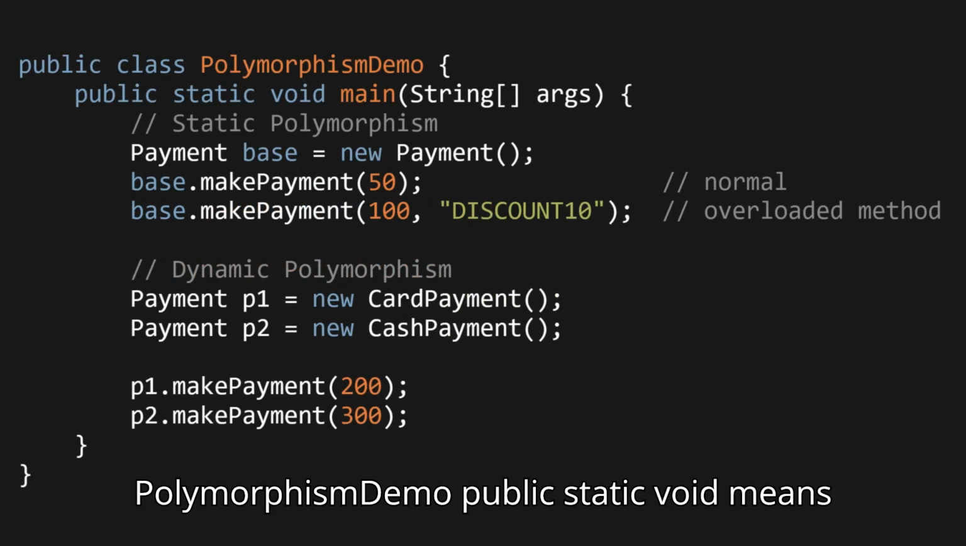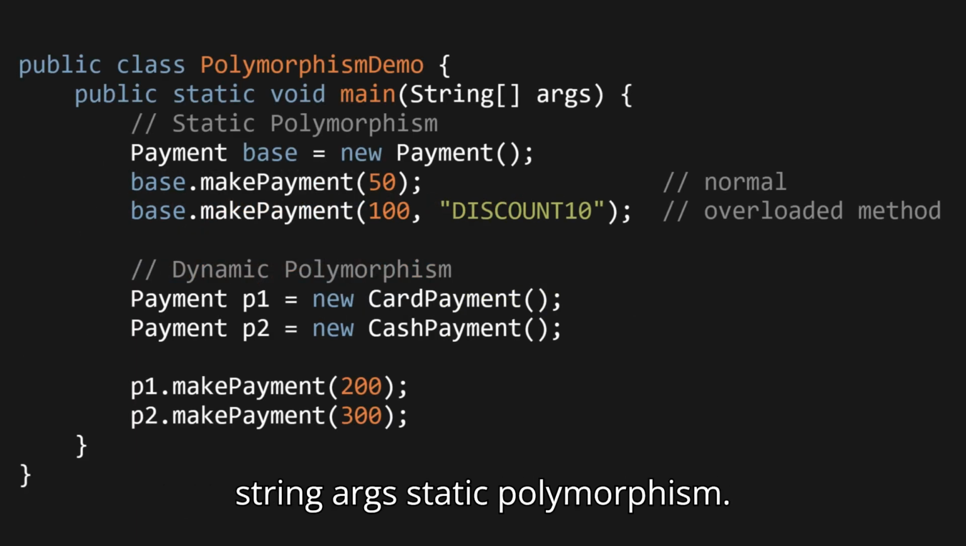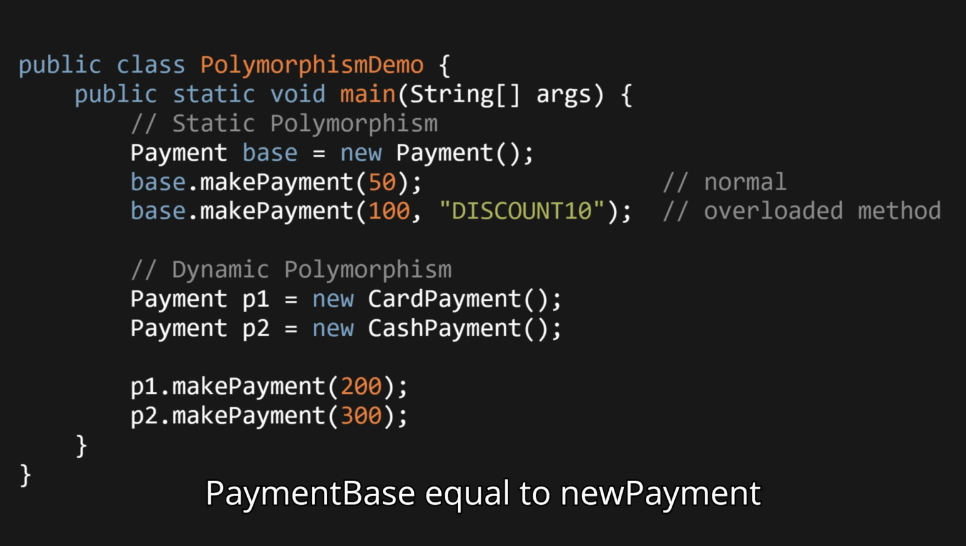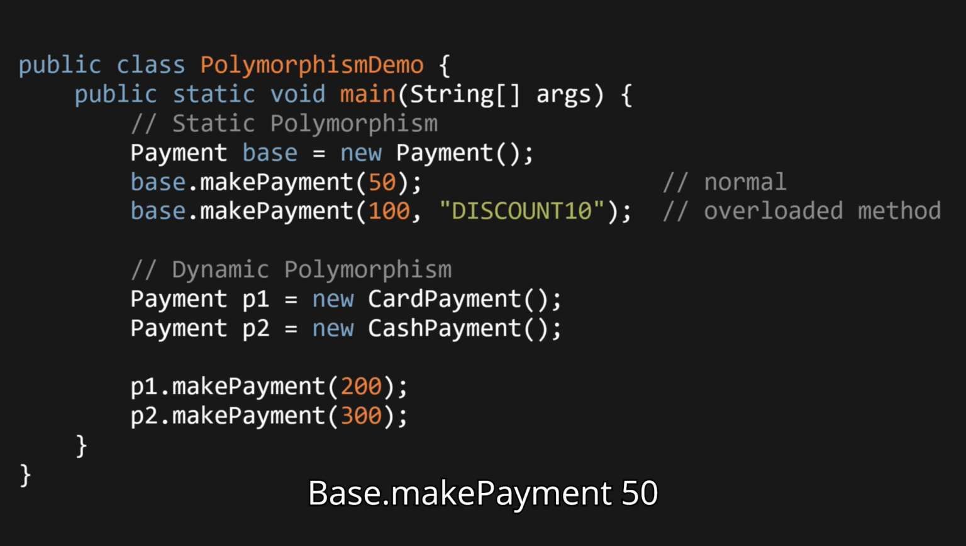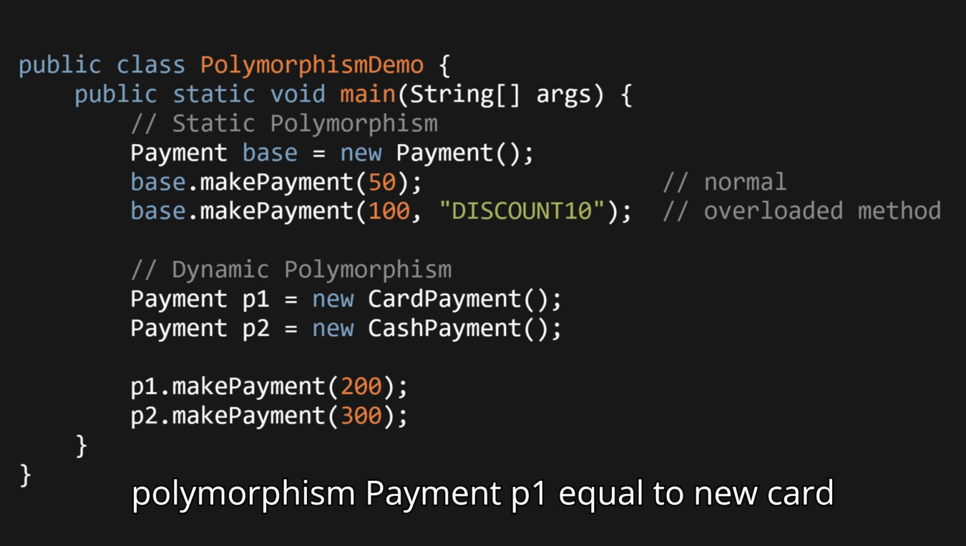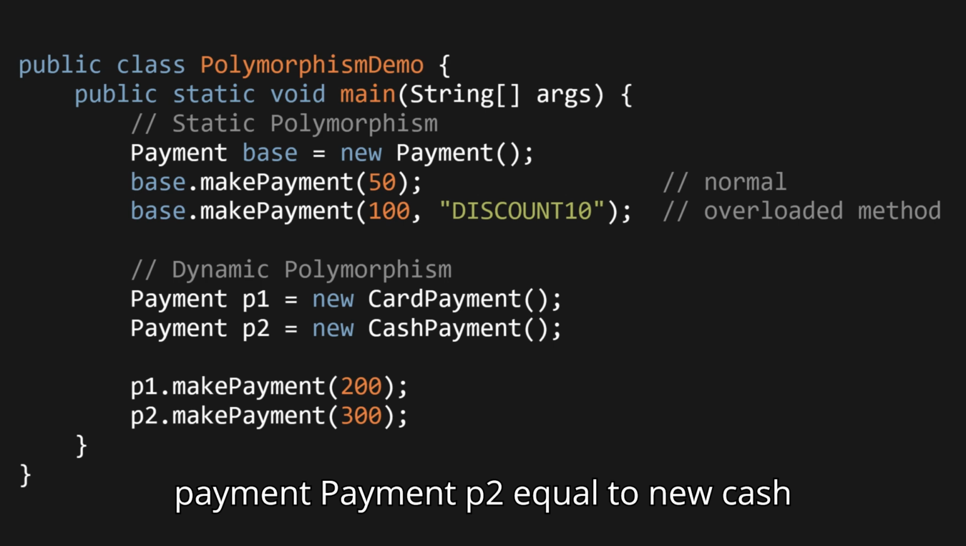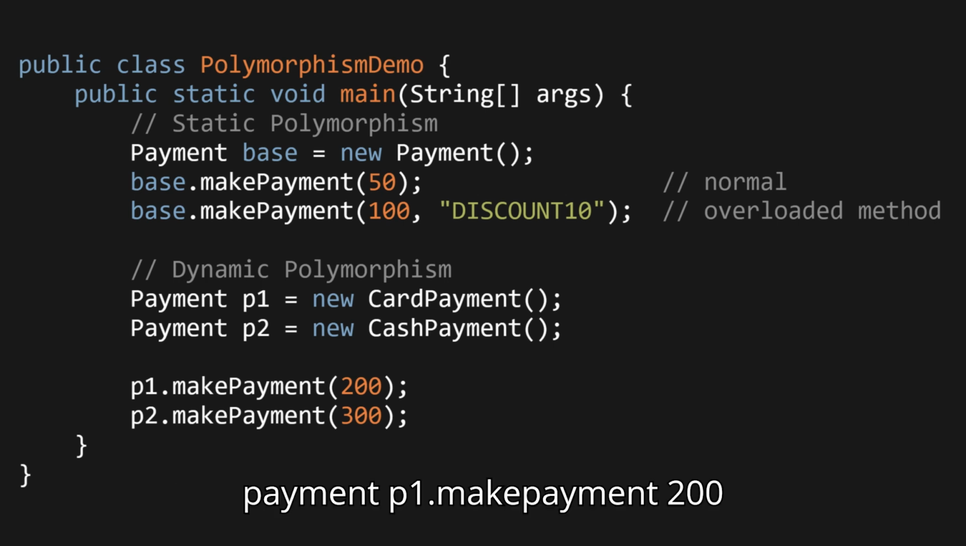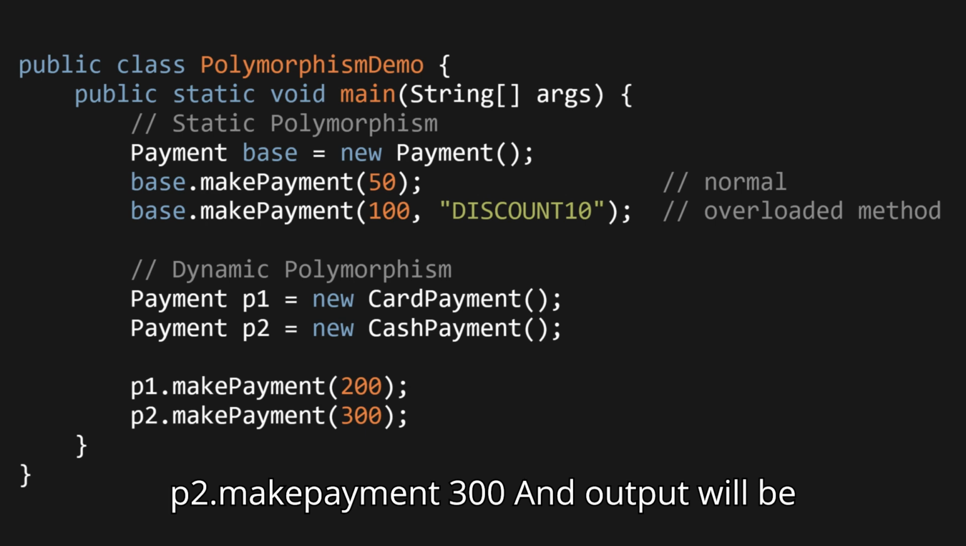Public class PolymorphismDemo. Public static void main(String[] args). Static polymorphism: Payment base = new Payment(). base.makePayment(50). base.makePayment(100, "discount10"). Dynamic polymorphism: Payment p1 = new CardPayment(). Payment p2 = new CashPayment(). p1.makePayment(200). p2.makePayment(300).